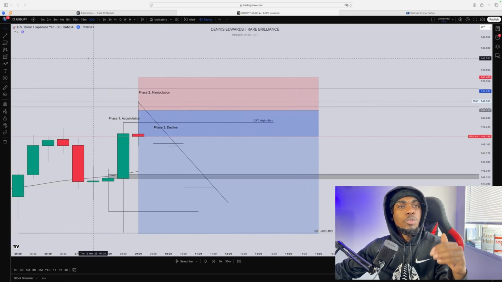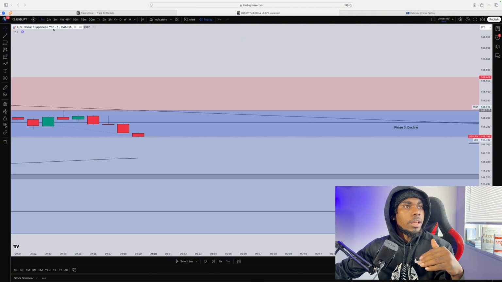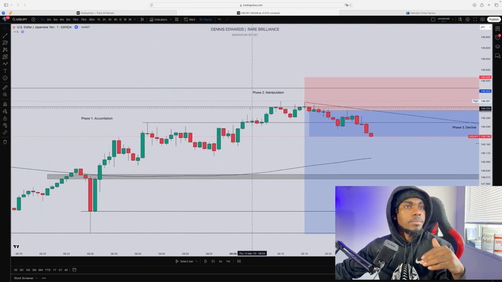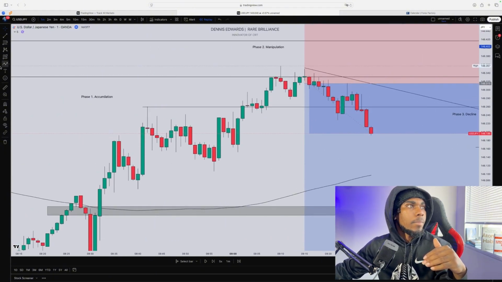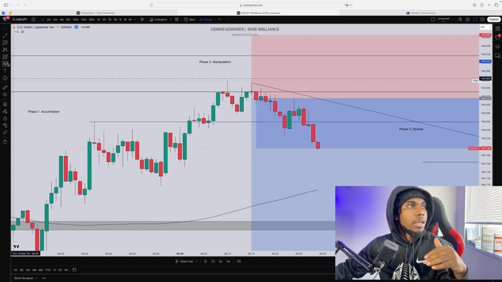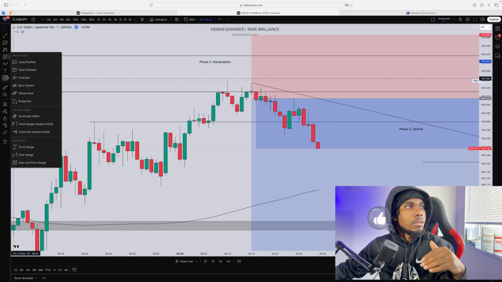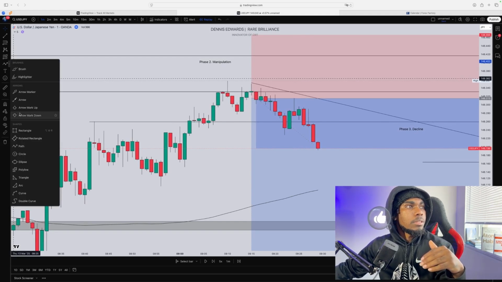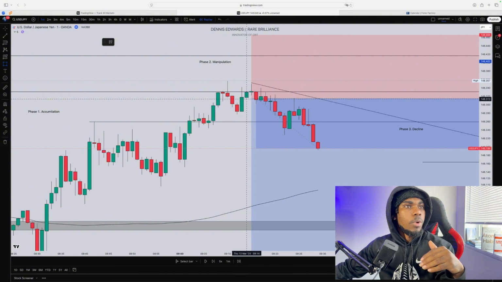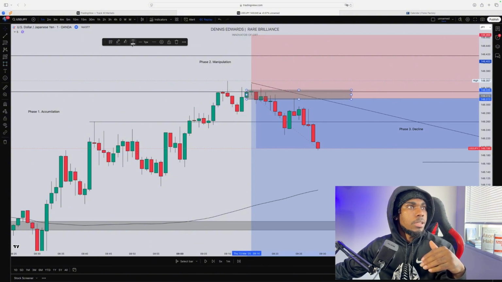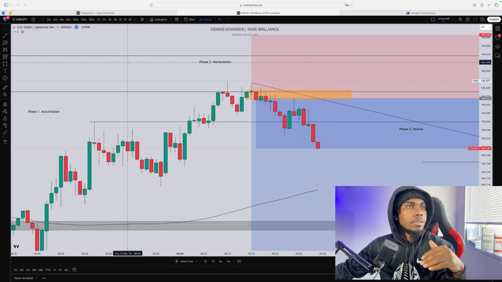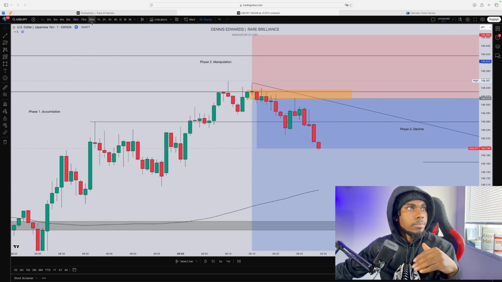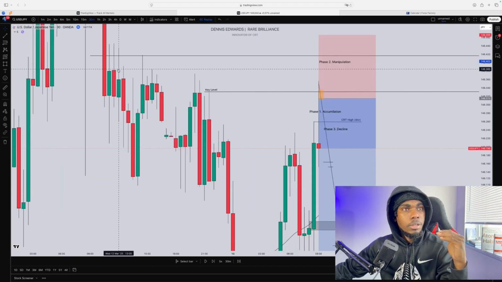So each candle, I started to see that, at this time, I'm about to draw a rectangle, yep, around my entry. Let me draw this a different color. Let me give it orange. Boom, boom, right?